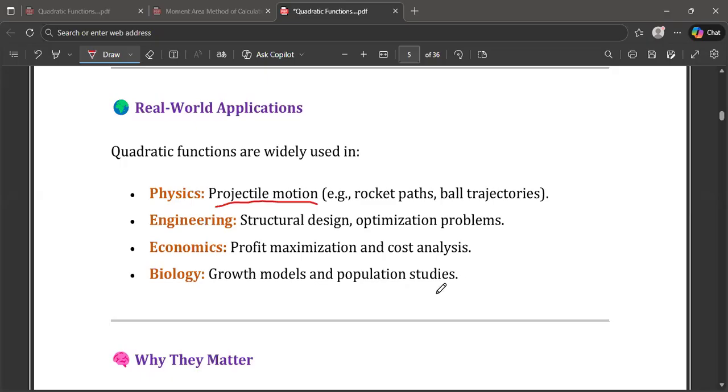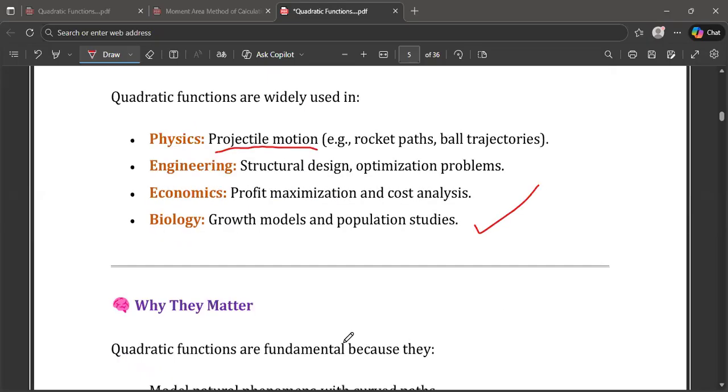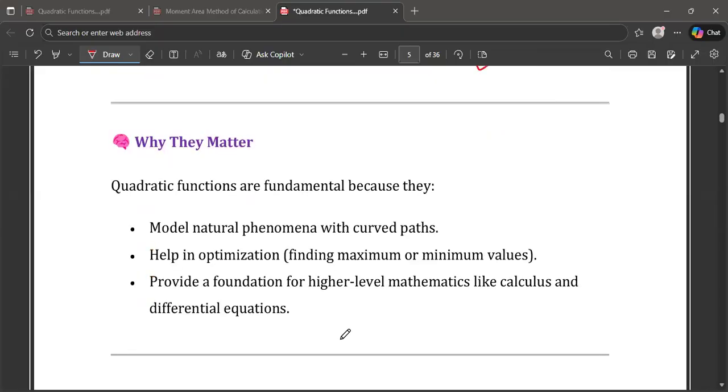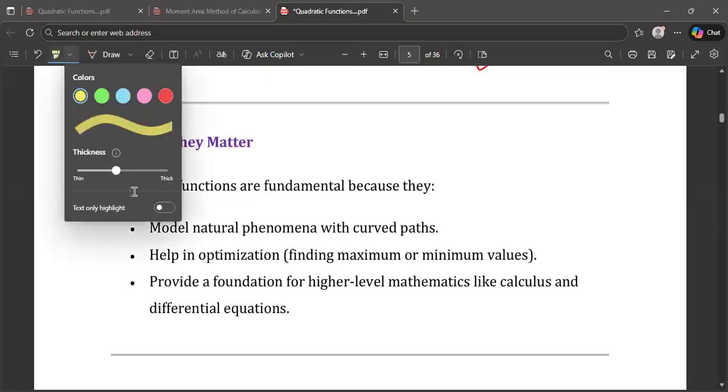Also in economics, profit maximization and cost analysis is done by this quadratic function that we are learning. So without knowing this topic, you can't be a good economist. And even in biology, it is used to study growth models and population studies. Very soon, you're going to be treating that topic, but it is a Form 3 topic. And also, why do you think quadratic functions matter in real life?